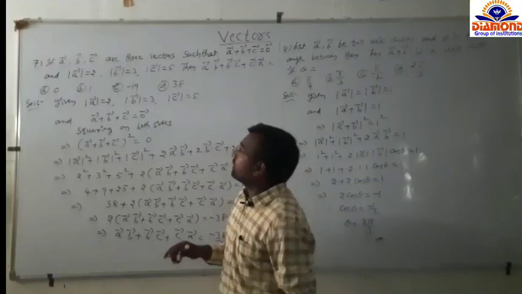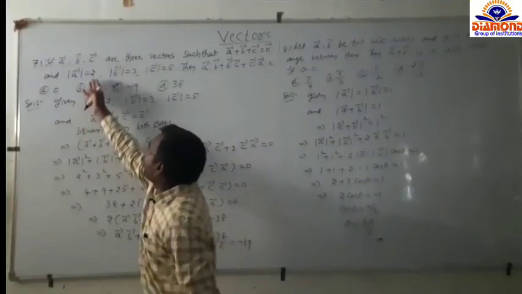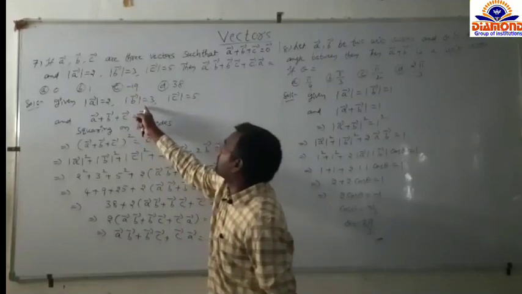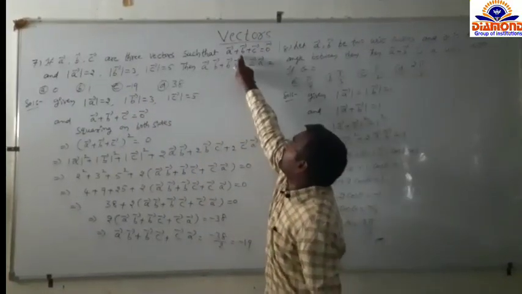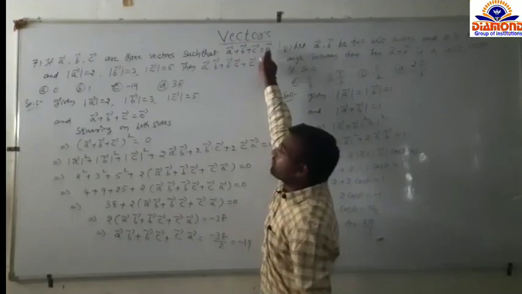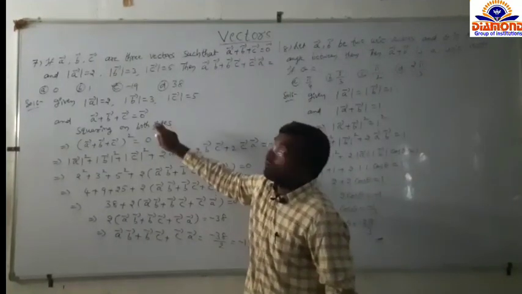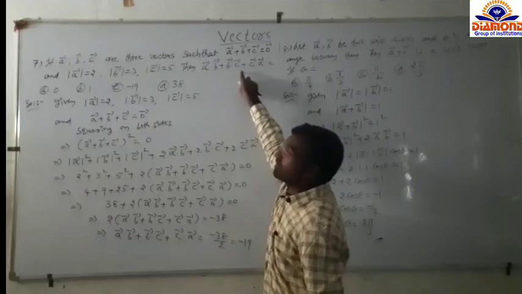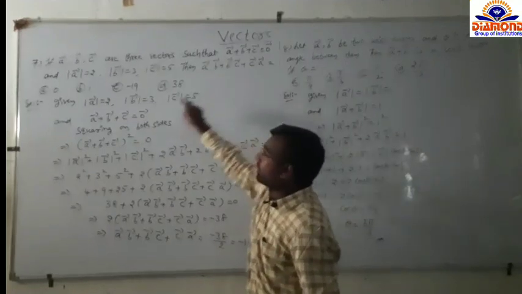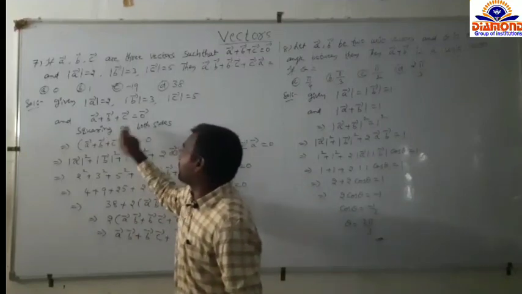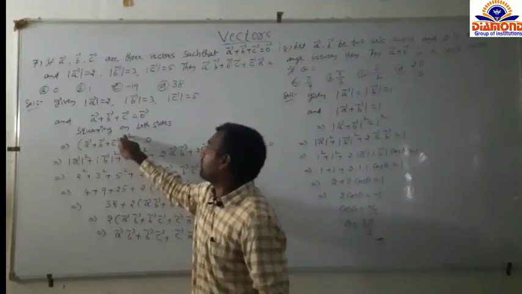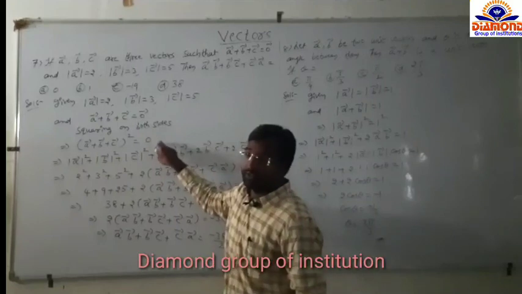So first, what is the given data? |a| = 2, |b| = 3, |c| = 5, and one more condition is given: a + b + c = 0. You have to find out a·b + b·c + c·a. So first, square on both sides. Squaring on both sides, what do you get? (a + b + c) whole square equals 0 square, which means 0 only.